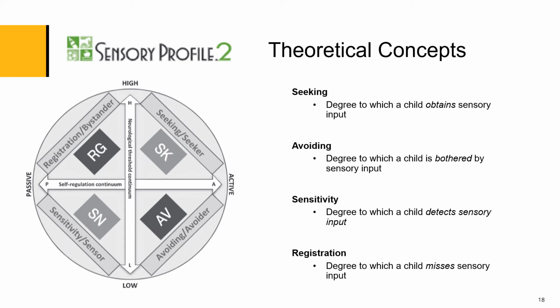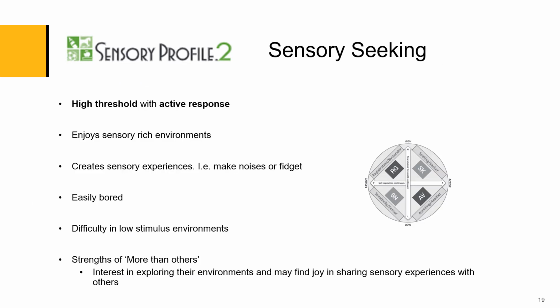You can see within the diagram there, you have the two different continuums. You have the self-regulation continuum, which is on that horizontal axis, and then you have the neurological threshold continuum on that vertical axis, and that gives you a pretty good visual representation of where each of those quadrants sit within the overarching continuum of Winnie Dunn's framework. So I'll elaborate a little bit more on each of those quadrants.